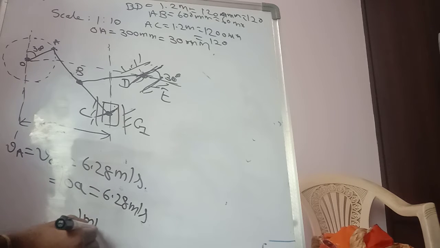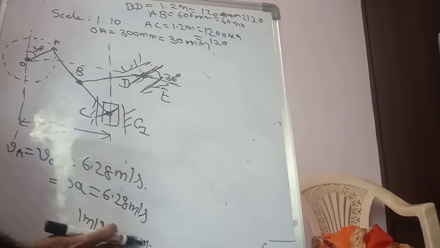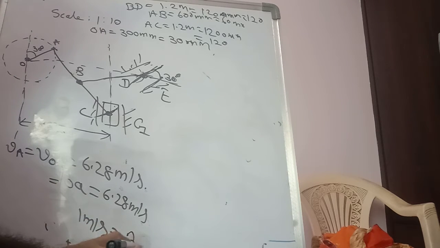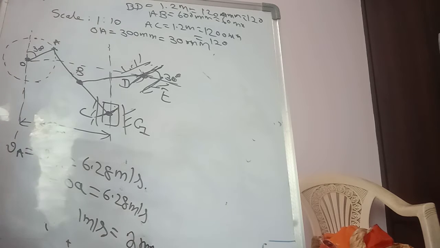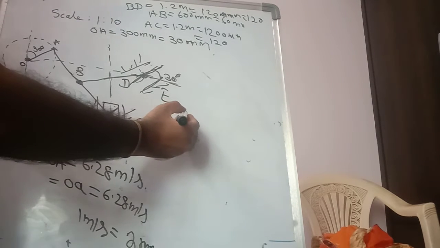Now again I am taking the scale. 1 meter per second is equal to 1 mm. Or I am taking 1 meter per second is equal to, if you take, 2 mm. Then we have to draw the scale velocity diagram.